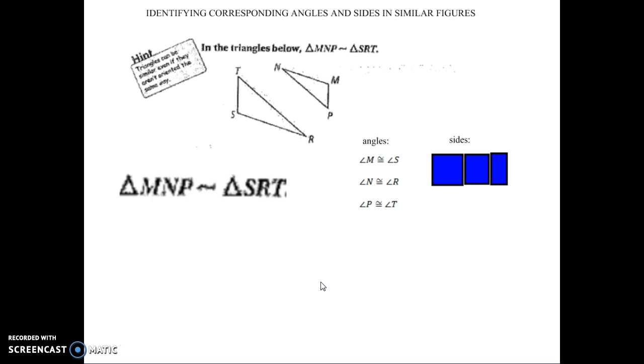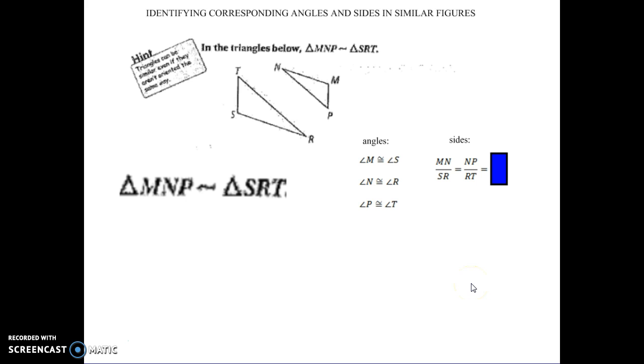You always want to list the angles first. That'll be the easiest thing to do before you list the sides. Again, from there, when I do the sides, I literally go down this line. So MN are my first two here. SR are my first two here. So I would put MN over SR. And that would equal, so then I go to my next two, NP over RT.